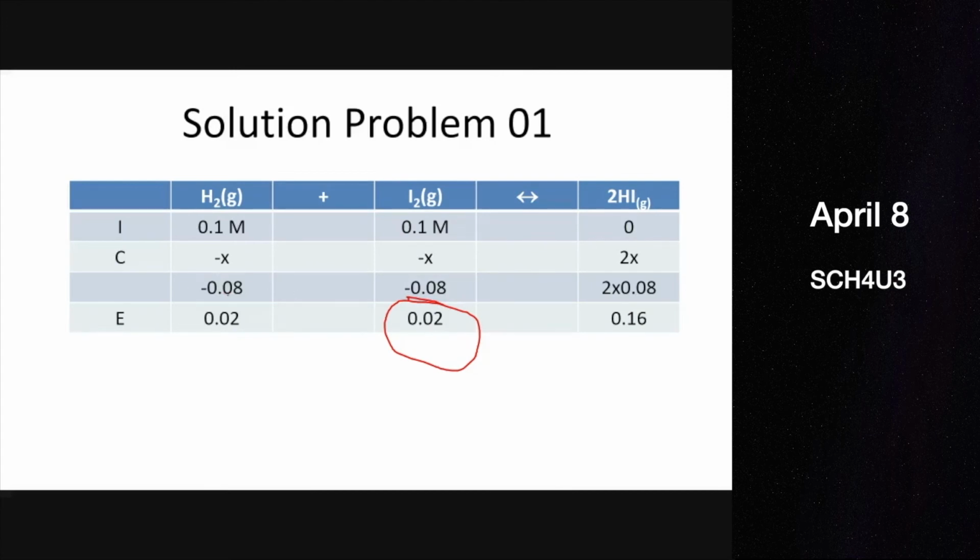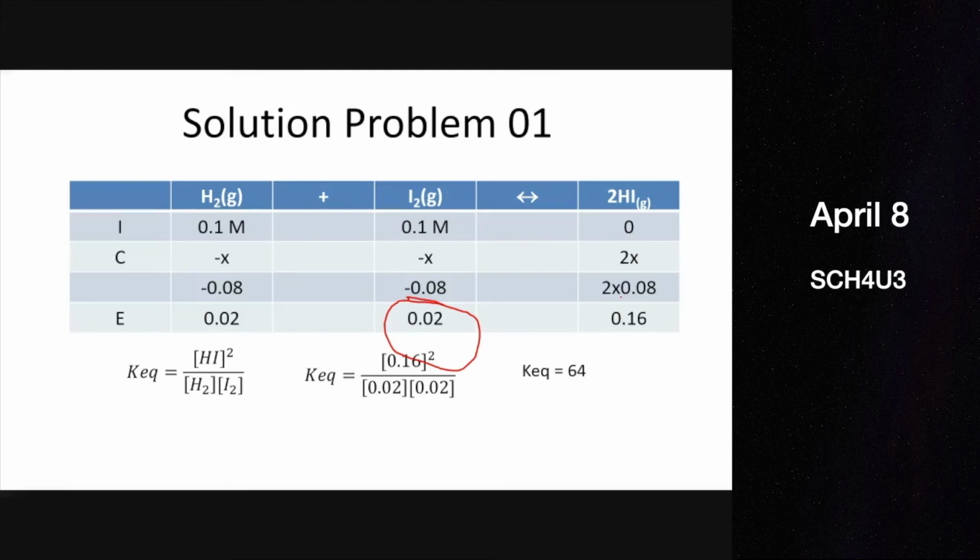So here there will be a decrease in the quantity of hydrogen, that is minus 0.08. Here, there is a decrease in quantity of 0.08. That's why we got 0.02. Here, it'll be twice the amount that is formed. So once you have that, you can proceed with the calculation. Write the equilibrium constant expression. Substitute the values. Obtain the equilibrium constant. Very simple, straightforward problem.